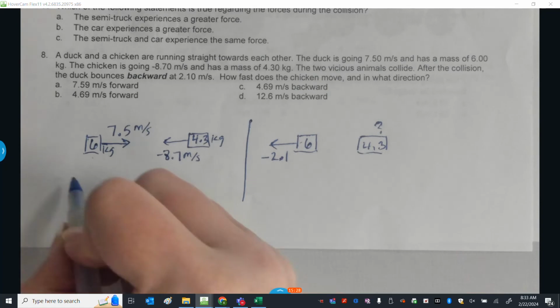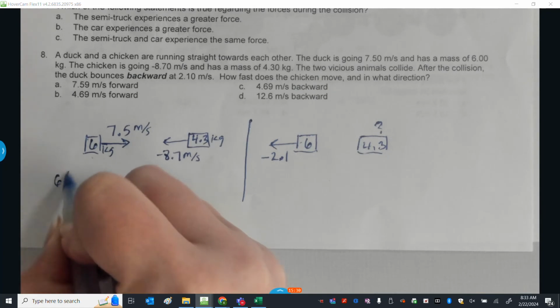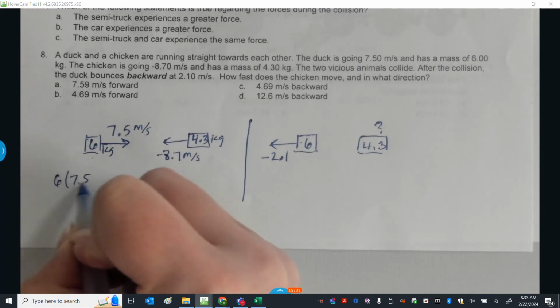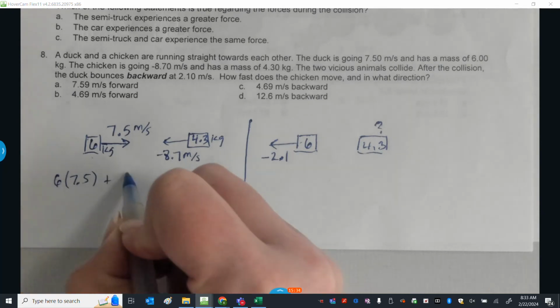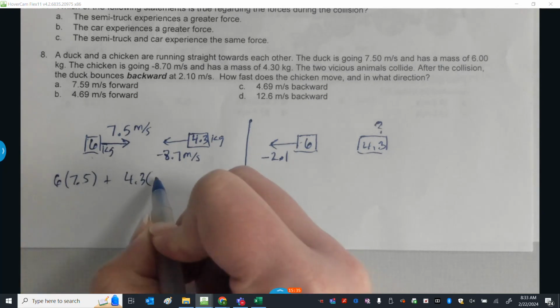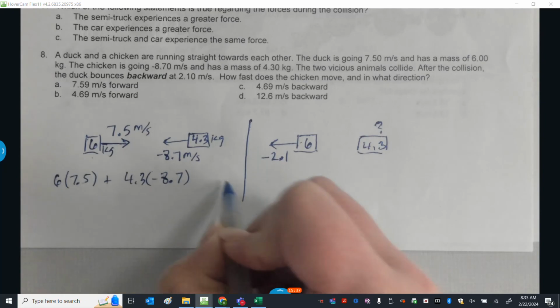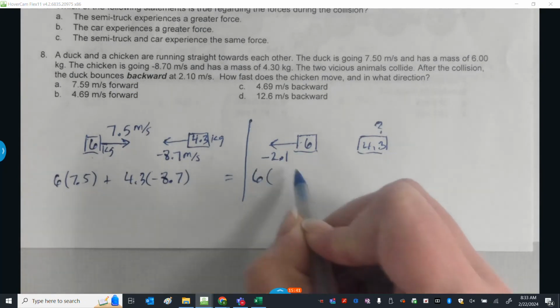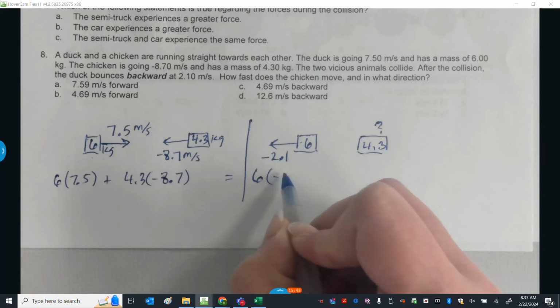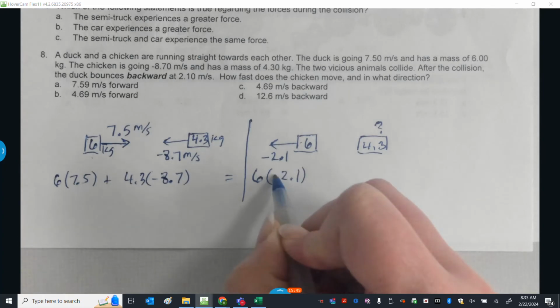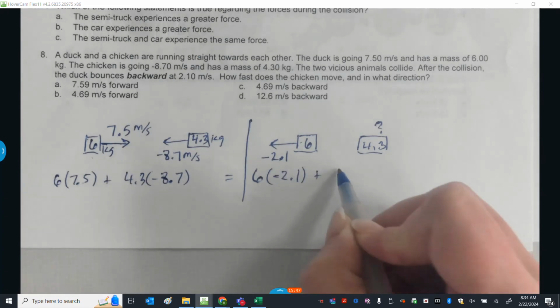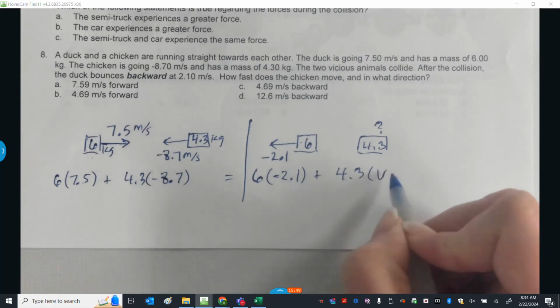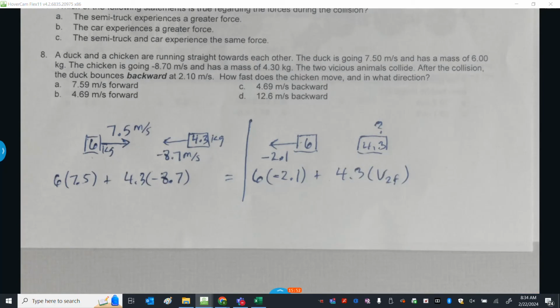So let's plug in those numbers. m1 is 6, v1 is 7.5, m2 is 4.3, v2 is negative 8.7. We're going to set that equal to 6 times my VF for the object 1, negative 2.1, plus 4.3 times my final velocity of object 2. So that's my substitution step. Now I just have to solve.